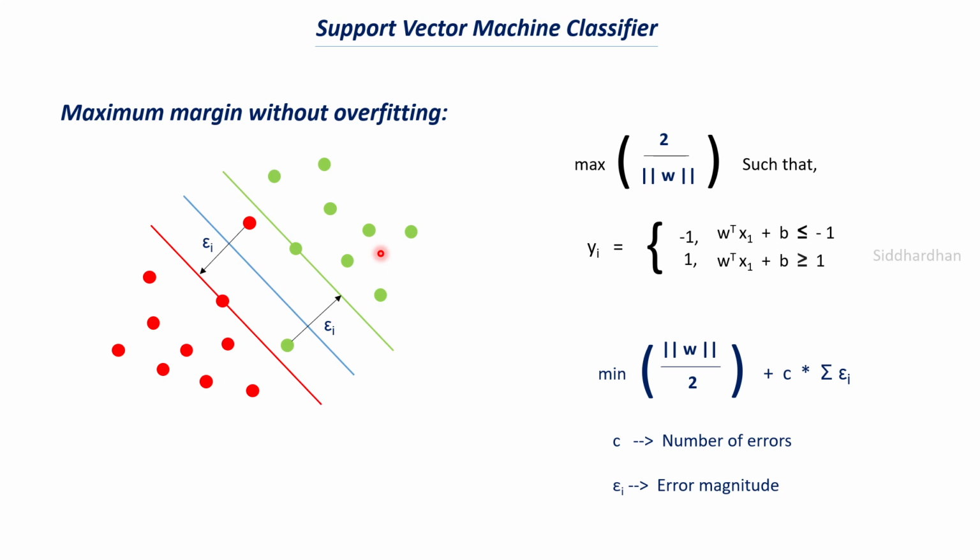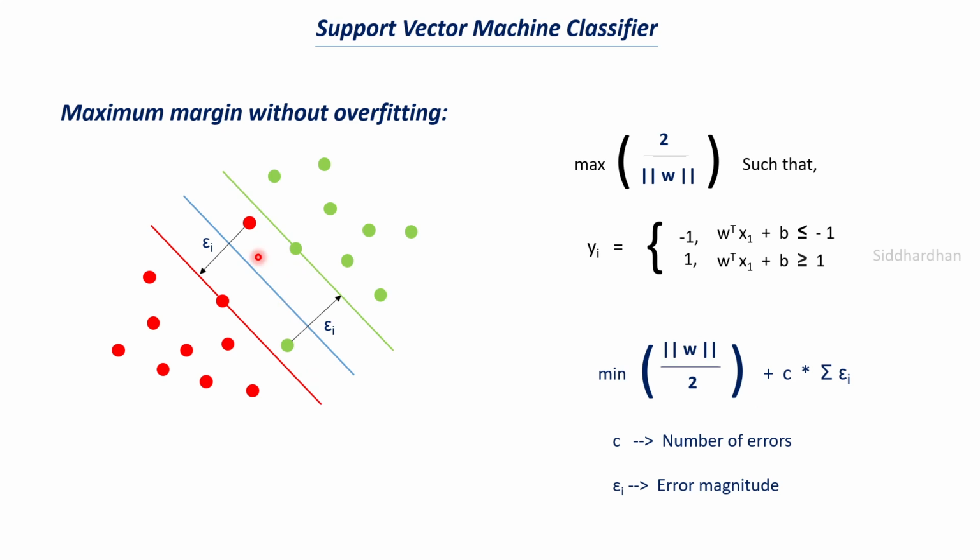So this is how your support vector machine classifier will work. It will try to find this hyperplane, and it will try to maximize this margin. So instead of writing maximizing 2 by norm of w, we can say that we want to minimize norm of w divided by 2, and I'm allowing it to have some errors so that it doesn't overfit. Okay, so this is how a support vector machine model works.